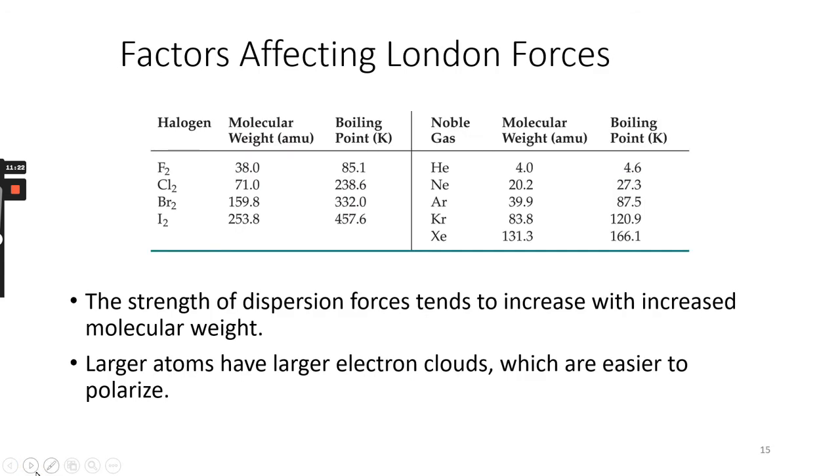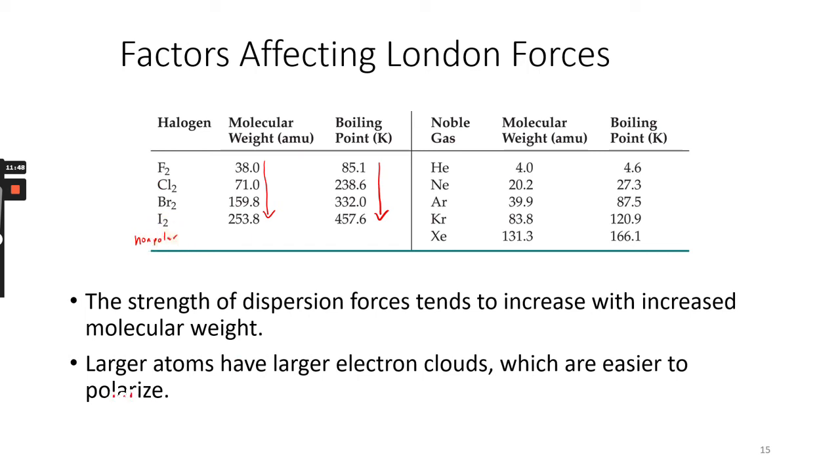So what factors affect London dispersion? Let's look here at this table. The strength of the dispersion forces tends to increase with an increase in molecular weight. Look here. As we're going down, the molecular weight is getting greater, and what's happening to my boiling point? It is increasing. It is increasing because my intermolecular forces are increasing, because my London dispersion forces are increasing, because all of these are nonpolar.